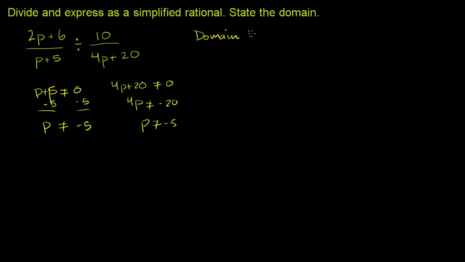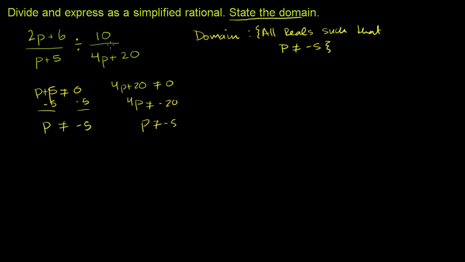So the domain here is the set of all reals such that p does not equal -5, or essentially all real numbers except for -5. So we've stated the domain. Now let's actually simplify this expression.